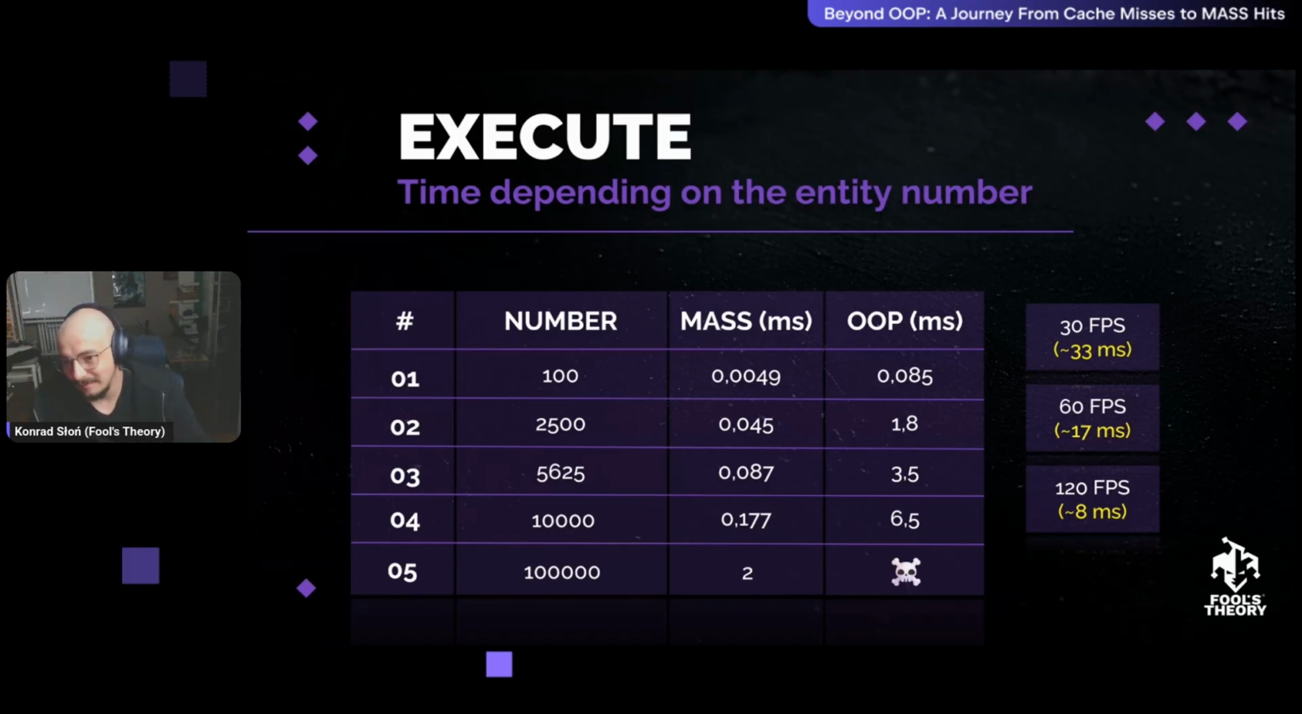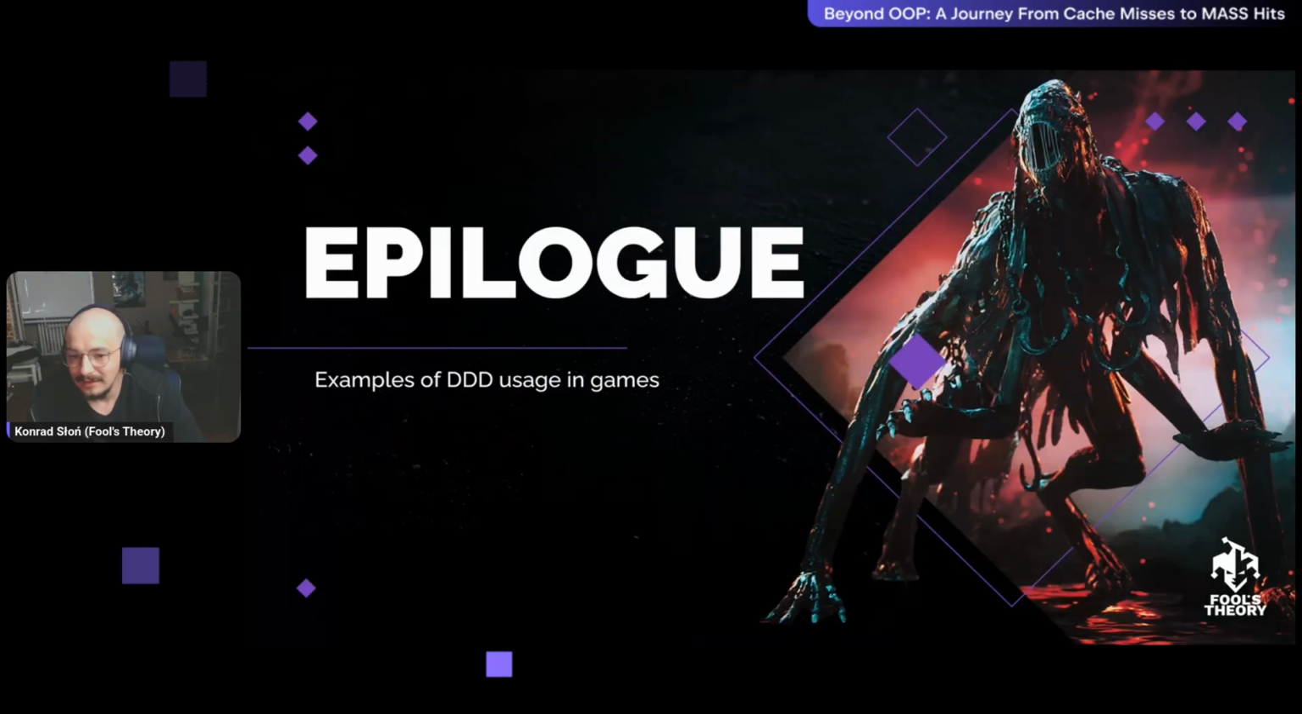And with mass, you still have some time, so it's really difficult to make it not performant, I would say. So it's really cool to have it next to each other. Yeah? And you can use that in your game, because my example was super simple.